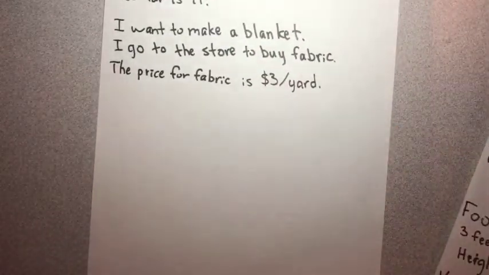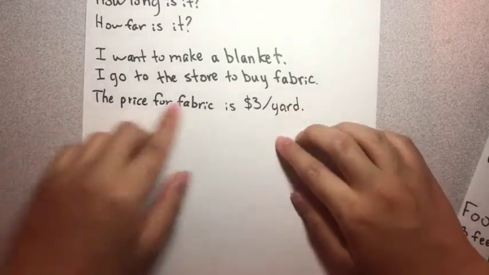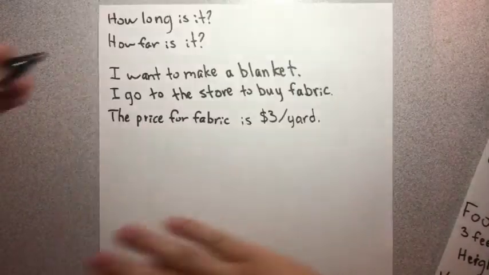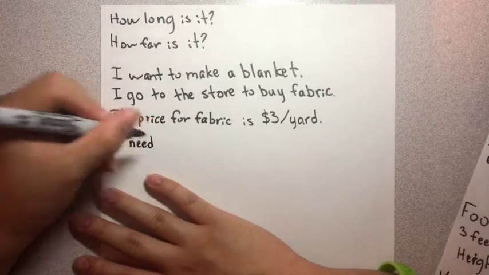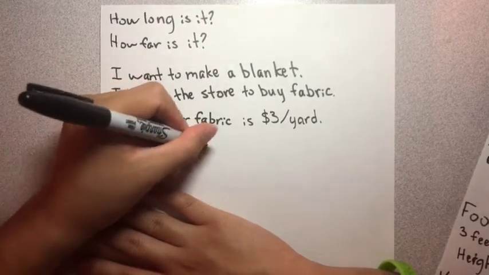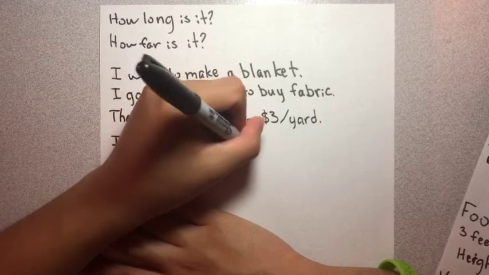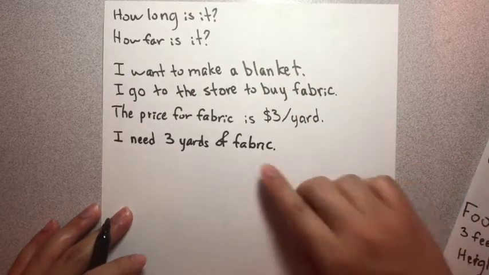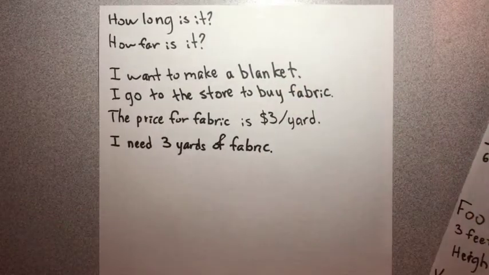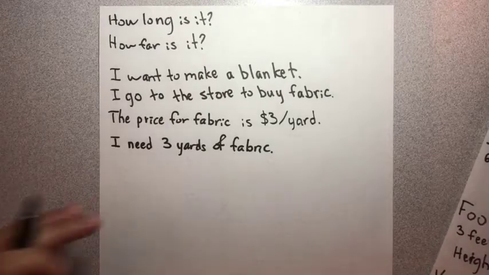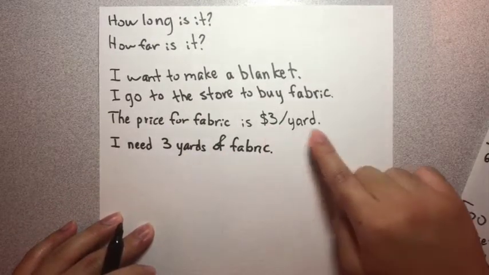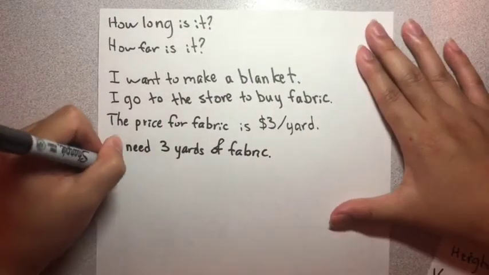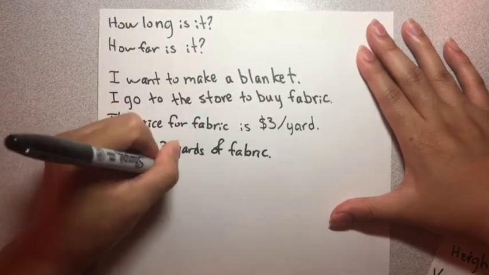So when you go to a store to buy fabric, they sell fabric by the yard, by how long it is. So let's say I need 3 yards of fabric. I need 3 yards of fabric to make my blanket. So I buy 3 yards of fabric. How much money does it cost? Well, the price for fabric is $3 for every yard, $3 per yard, and I need 3 yards. So 3 times 3 equals 9.